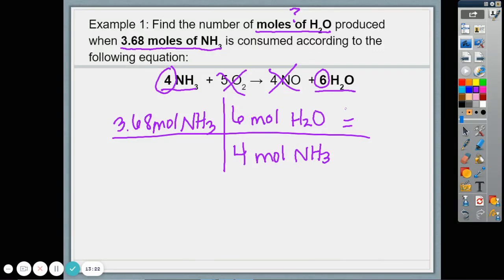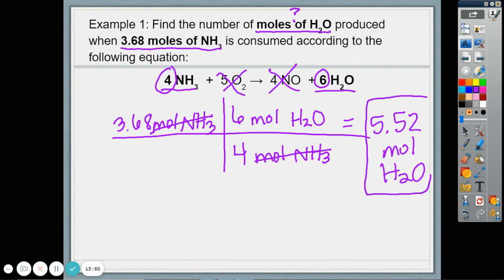So I'm just going to do 3.68 times 6 and then divide by 4 since that's in the denominator. And so I'm going to get 5.52 moles of H2O. So the moles of NH3 canceled out. Mole H2O is what we were left with. So you do have to put mole and H2O in your answer there.